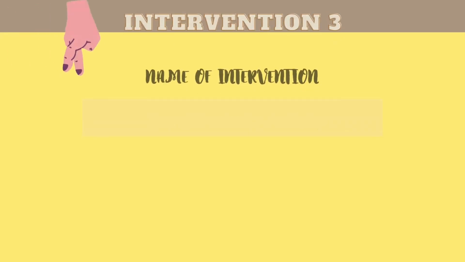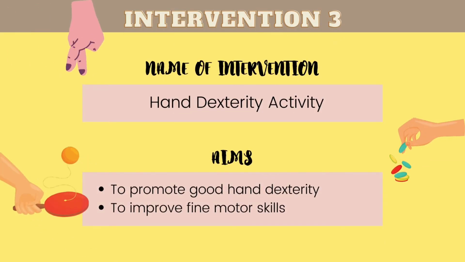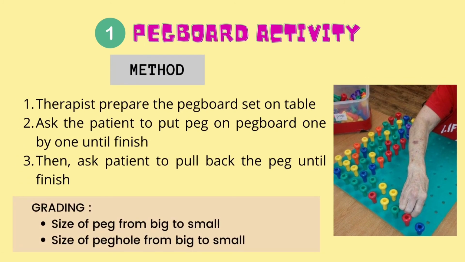The third intervention is hand dexterity activity that aims to promote good hand dexterity and to improve fine motor skills. The first one is pegboard activity. For the method, therapists prepare the pegboard set on the table and ask the patient to put the pegs on the pegboard one by one until finished. Then ask the patient to pull back the pegs until finished. For grading, this activity can be graded in terms of size of peg from big to small and size of peg hole from big to small as well.